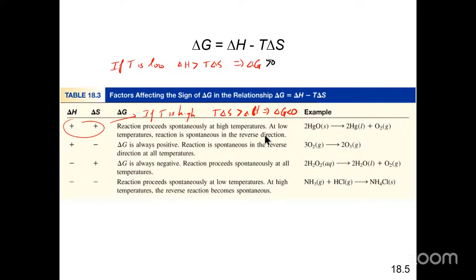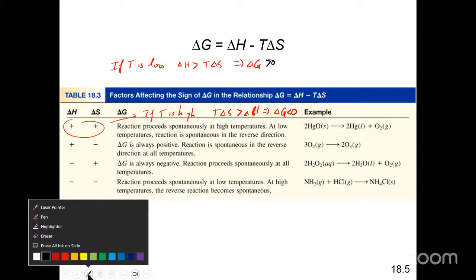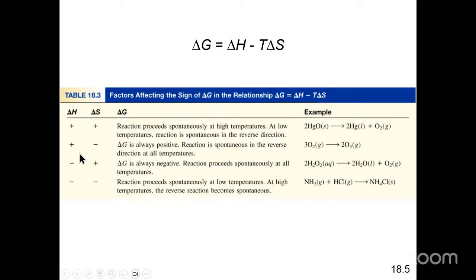Okay, so let me clear this here. And let's talk about a situation where delta H is positive and delta S is negative. So again, you have to think about the math behind this equation right here. If delta H is positive and delta S is negative, now, if this is negative, that means that this negative sign multiplied by this negative sign is going to be positive, right? So what does that mean? That means that delta G is always going to be positive, which means that the reaction would not be spontaneous in the direction that it is written, right? At all temperatures, delta G would be positive, right?